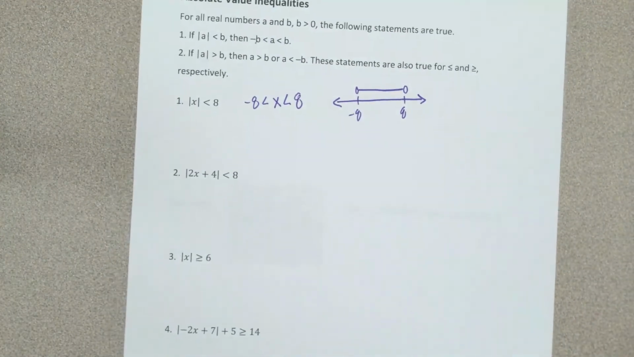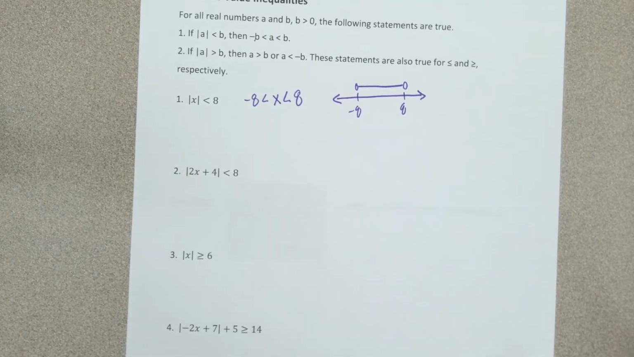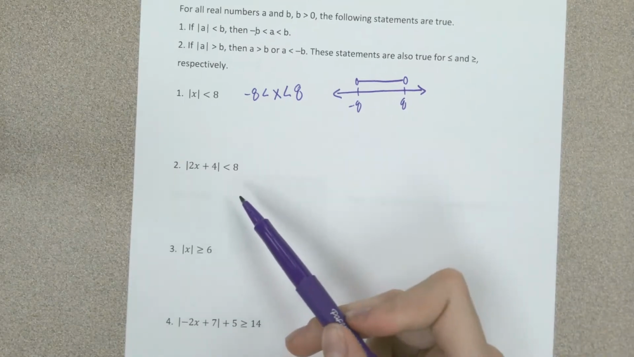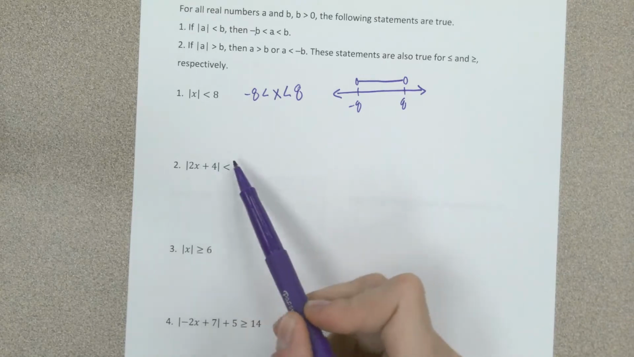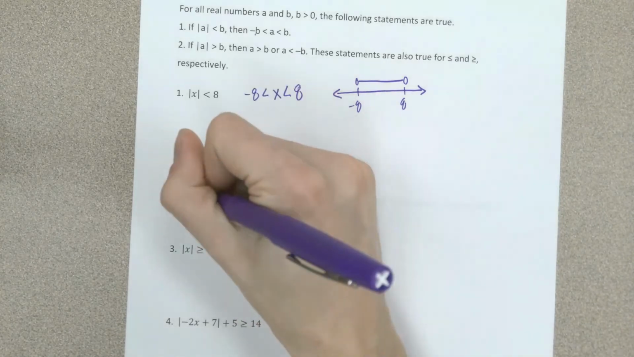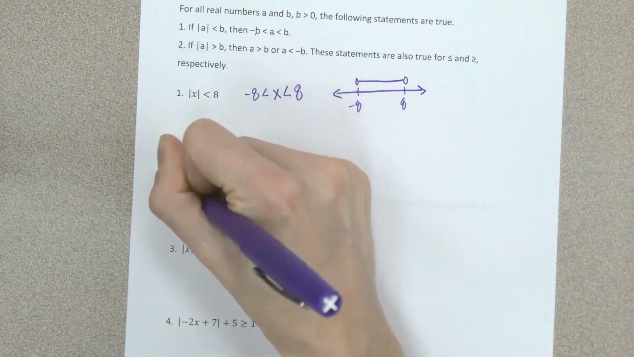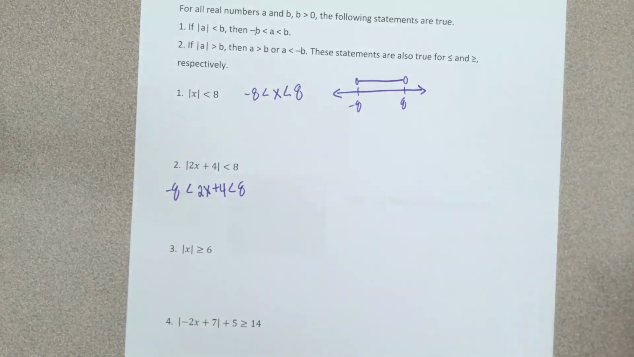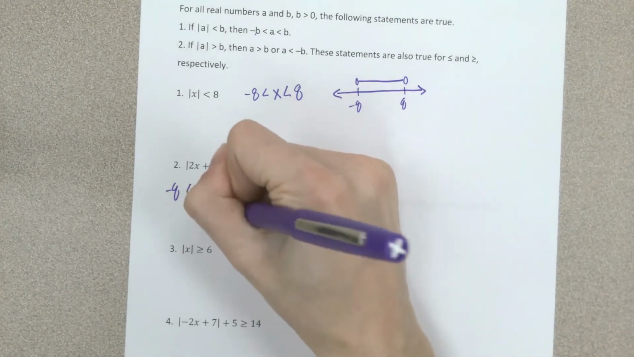Okay, so for number 2, once again, we have this absolute value is less than 8. So we're going to have 2x plus 4 is less than 8 and greater than negative 8. And then we're going to go ahead and solve just for x like we usually would.